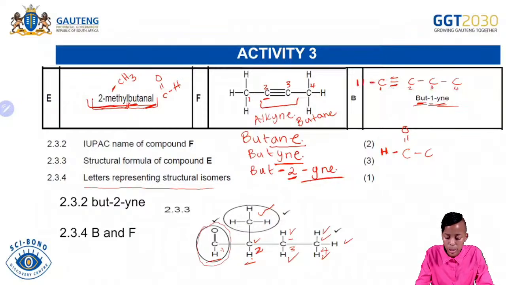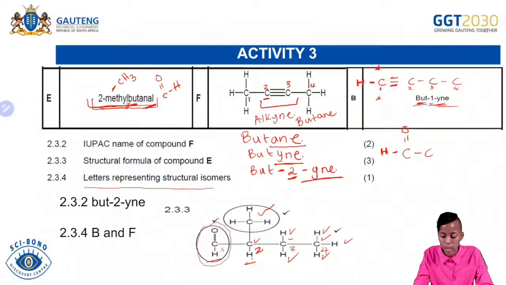So how many hydrogens can this carbon number 1 accommodate? It can only accommodate 1 hydrogen. Why? Because carbon can only have a total of 4 bonds. So you cannot draw a hydrogen here, and you can also not draw a hydrogen there, because it will now mean that your carbon has more than 4 bonds.